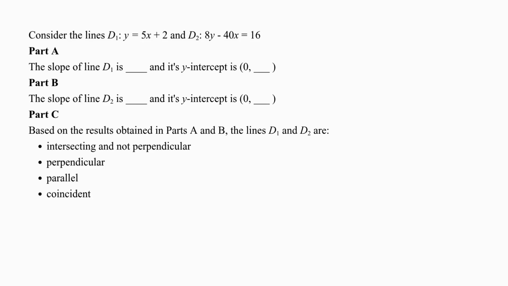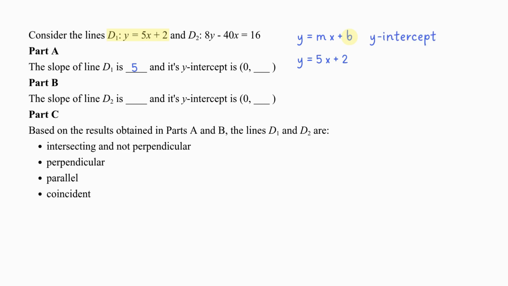Here is how to solve the question step by step. Part A. Look at the equation for line D1. y equals 5x plus 2. This equation is already in the slope-intercept form, which is y equals mx plus b. The letter m stands for the slope. The number in front of x is 5. The slope of line D1 is 5.